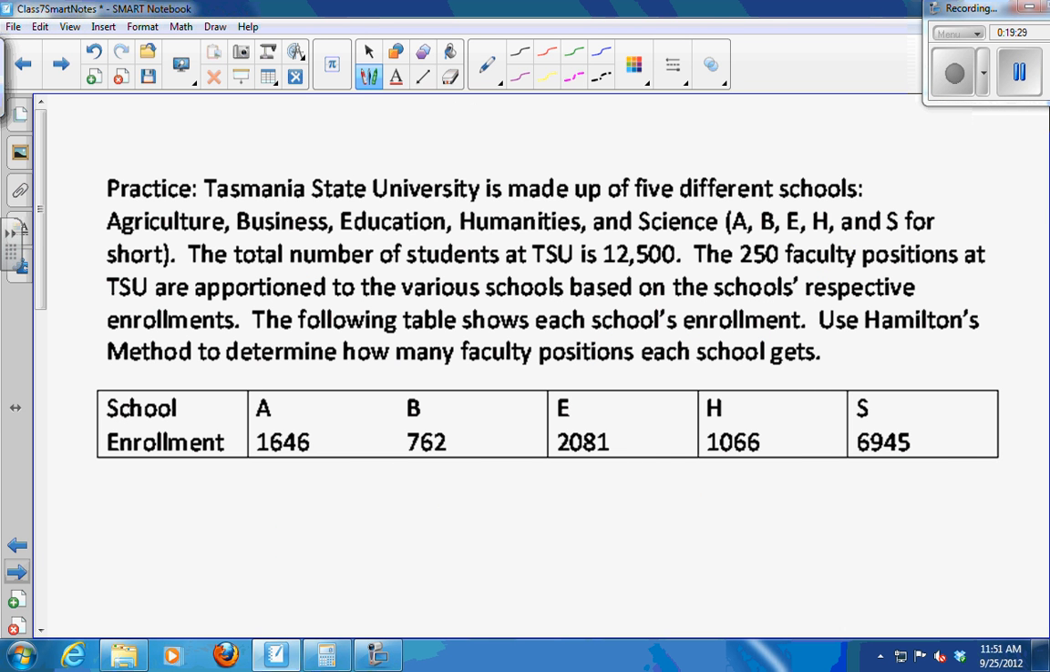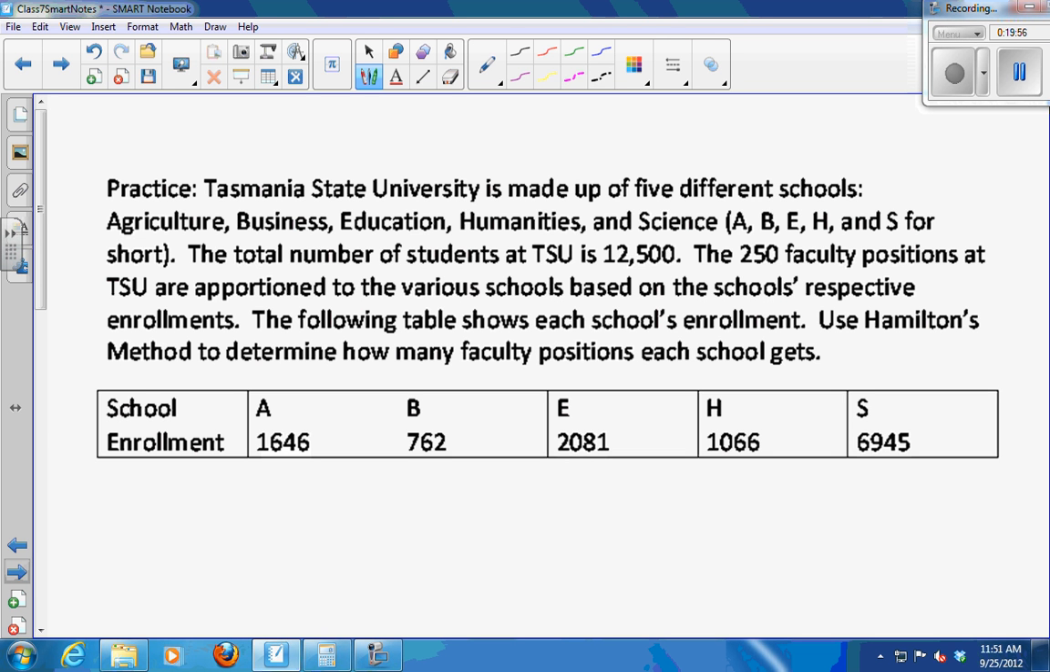Okay, so you try one. Carry out Hamilton's method. Decide how we're going to apportion 250 faculty positions. So we're reframing the question. It's the same kind of question, but instead of seats in Congress, we're giving out faculty positions to schools instead of states. So the schools are the states, faculty positions are the seats in Congress.